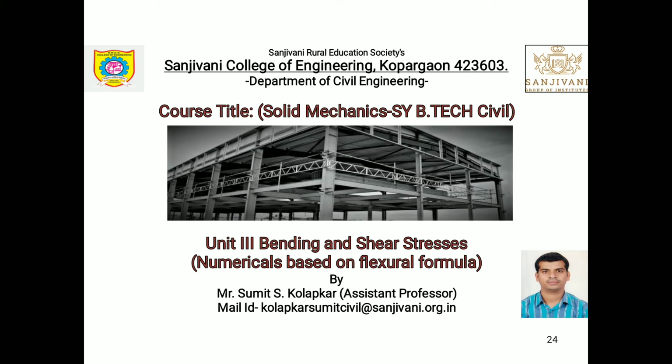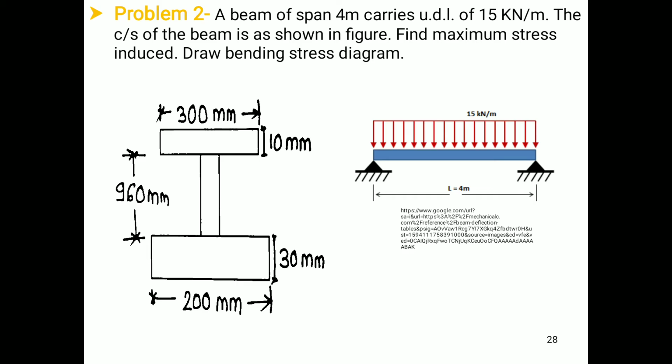In today's video lecture, again we are going to discuss the numerical which are based on the flexural formula. We have numerical second and the statement of the numerical is as follows. A beam of span 4 meter carries a UDL of 15 kN per meter. The cross section of the beam is as shown in figure. Find maximum stress induced and also draw the bending stress diagram.